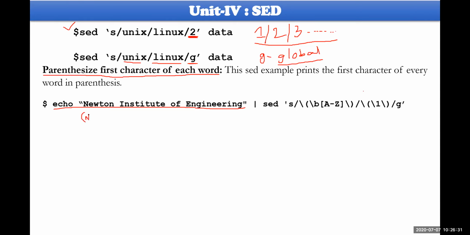So N will be placed in parentheses, then EWTON. Newton, and I will be placed again in parentheses, and institute, O will be placed in parentheses, and of, Y of, and E will be placed in parentheses again, and everything gets displayed. That is the point I'd like to consider here.